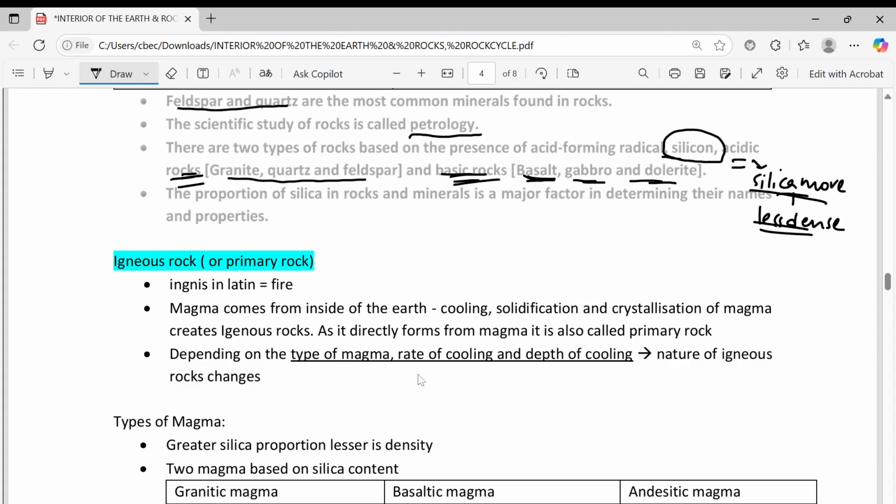Then basic rocks are heavy, dense rocks, so here silica is less. The proportion of silica in rocks is a major factor in determining their properties or names. Proportion of silica. This is also one of the questions asked in exams: which of the following is the basis for the classification? Silica is the component we take into account.